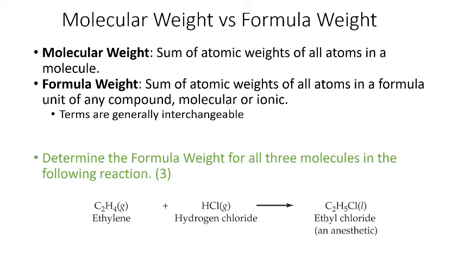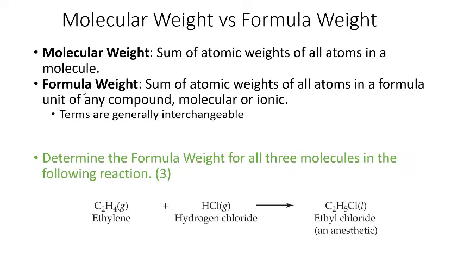In order for us to convert easily between our mass and number of moles, we need to take a look at our molar mass, or our molecular weight, or our formula weight. The molecular weight is defined as the sum of the atomic weights of all atoms in a molecule, whereas the formula weight is the sum of the atomic weights of all atoms in a formula unit of any compound, molecular or ionic.